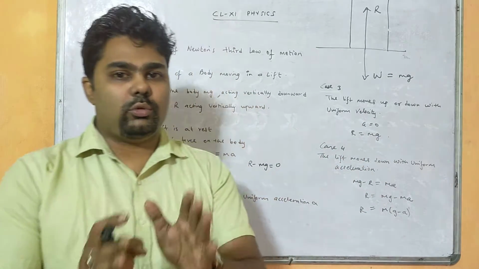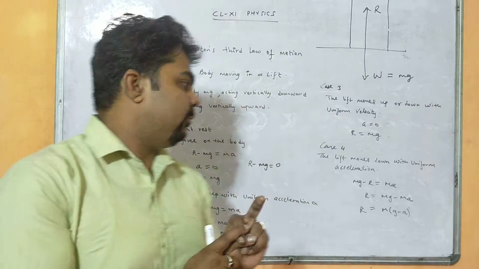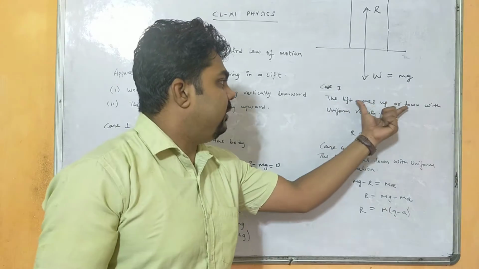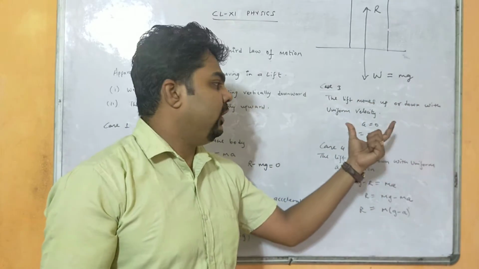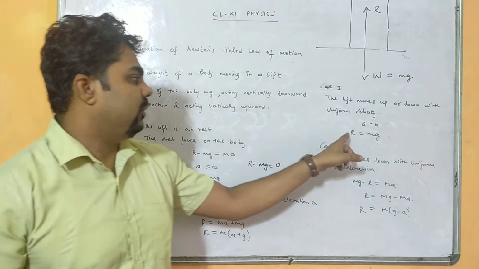So R equals mg for two conditions. When the lift is at rest, we take reaction force equals to weight. And similarly, when the lift is moving up or down with uniform velocity, then also we take reaction force equals to mg, R equals to mg, right?